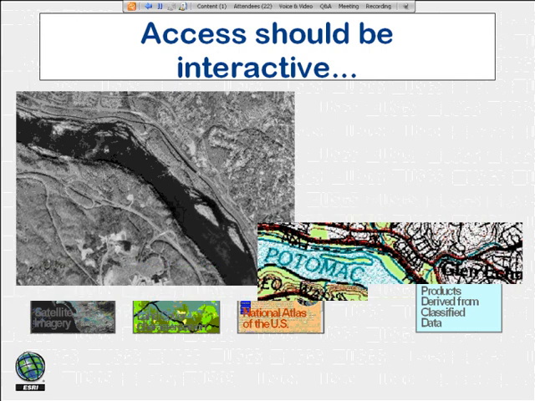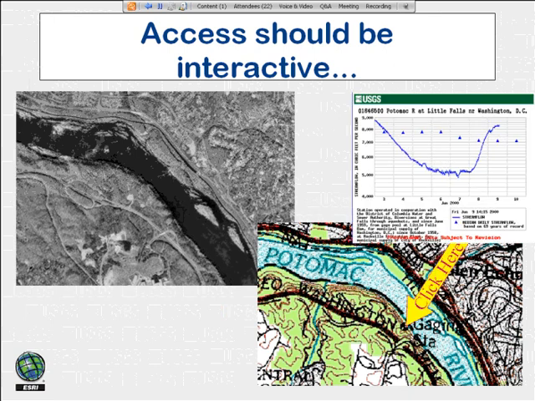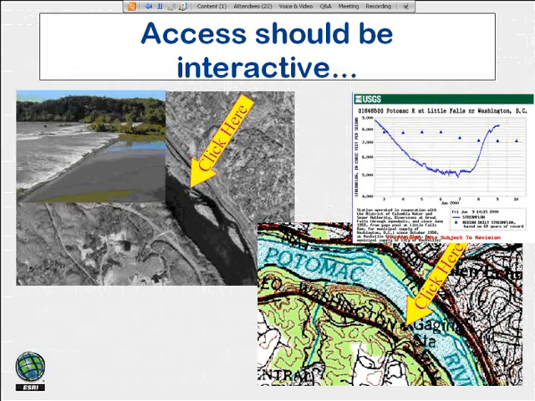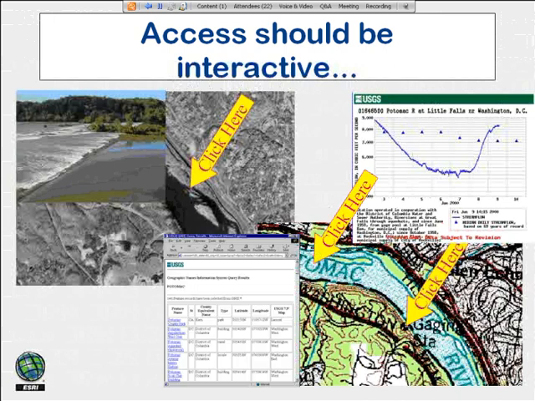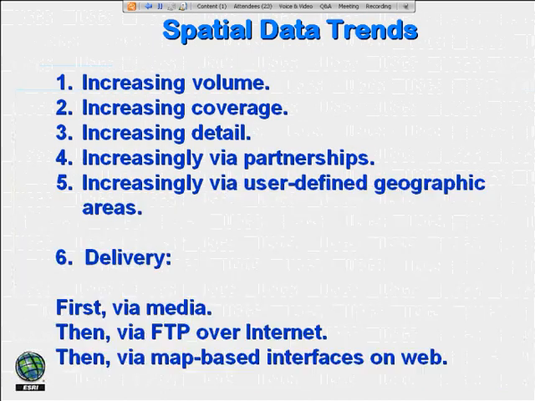What we want, what we all want, is for this access to be interactive, right? We want to be able to select a certain, let's say, gauging station on a river and pop up the hydrograph, the water flow information for that particular gauging station. We want to be able to click on a certain aerial photo or satellite image and see what it looks like on the ground at that particular spot, and we want to be able to access the tabular information for that same location.